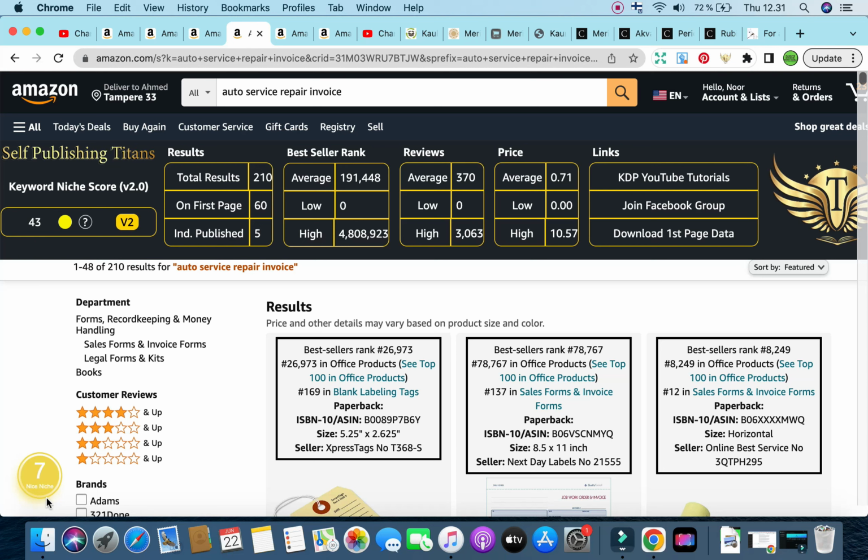This is a really good keyword that allows us to make a book that is more of an invoice type. So it's to do with budgeting, logging, giving invoices out to people or to customers, and it is used by a person or a team working in the auto repair, auto service repair industry. So keep that in mind.